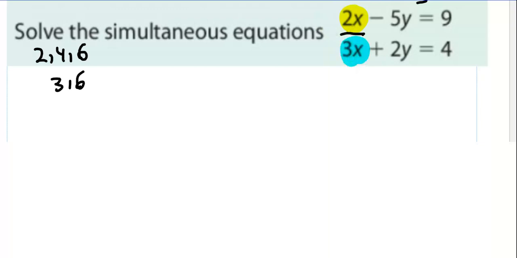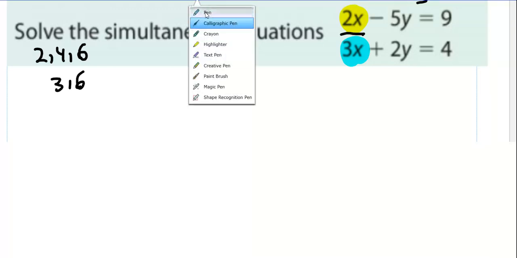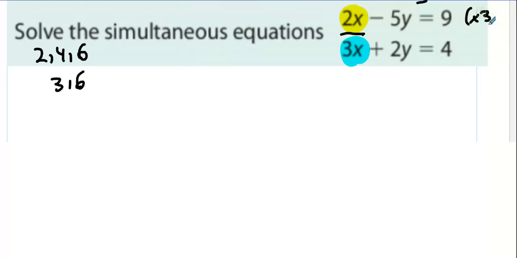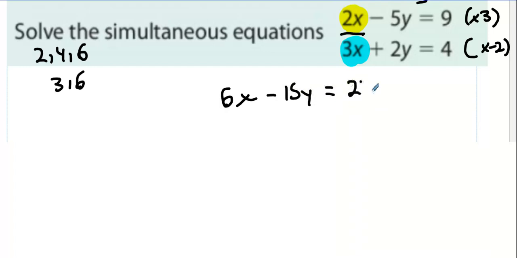Okay. Now, what's happening next, guys? Times the top one by 3 and the bottom one by what? Excellent. So do it for me. 3 times 2x. 3 times 5y. Yeah, 3 times 9. Minus 2 times 3x. Minus 2 times 2y. Yeah. Minus 2 times 4. Minus 8.